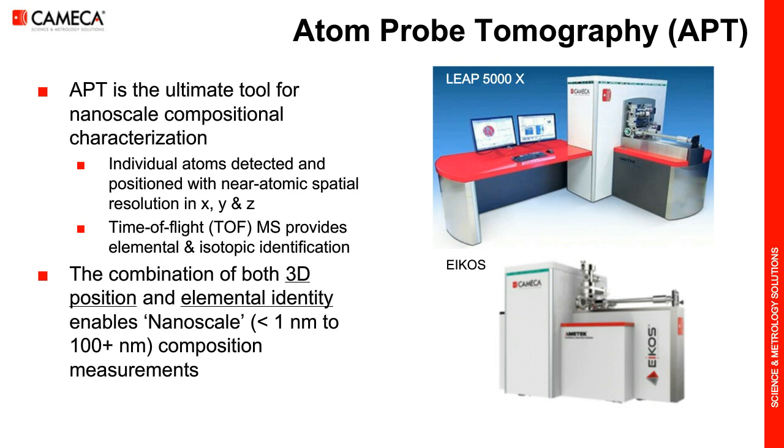So atom probe tomography is really the ultimate tool for nanoscale compositional characterization. We're detecting individual atoms and positioning them with near atomic spatial resolution in X, Y, and Z. We're also detecting their elemental identification by time-of-flight mass spectroscopy. So by combining these two pieces of information about their 3D position and their elemental identity by mass spec, that will enable us to create a 3D model of any kind of compositional variations within the specimen.